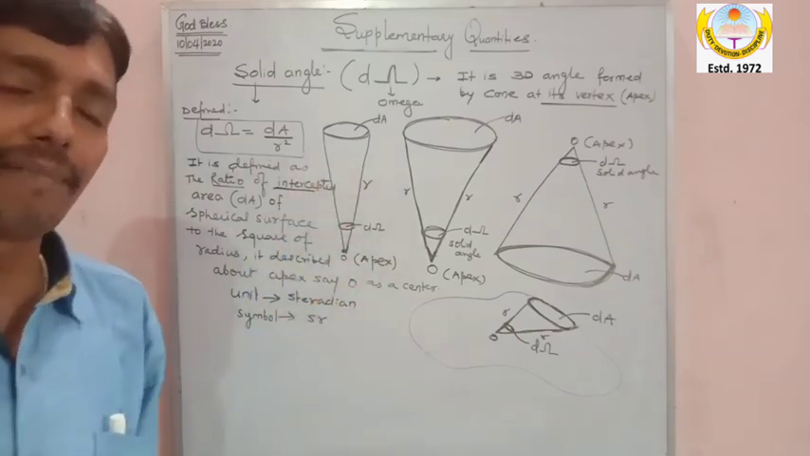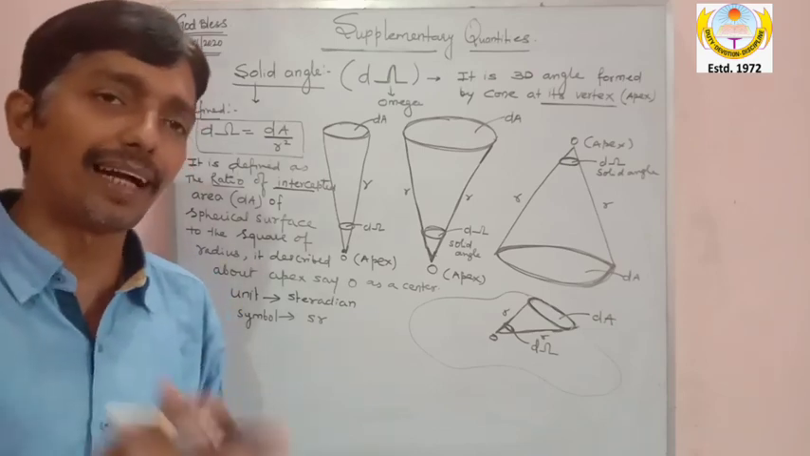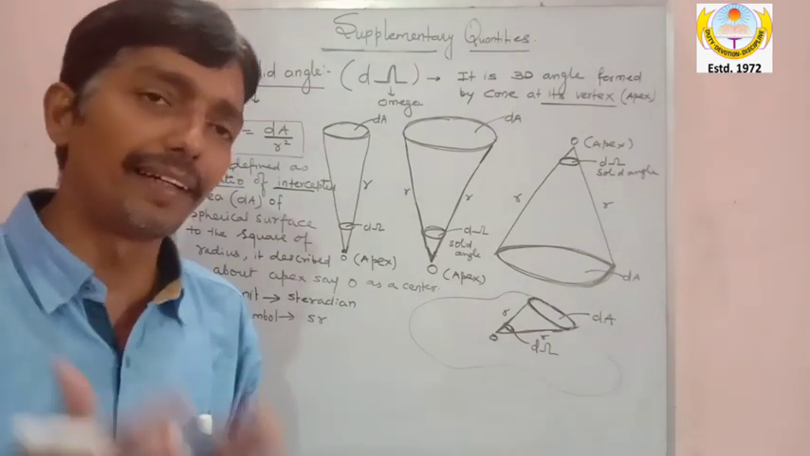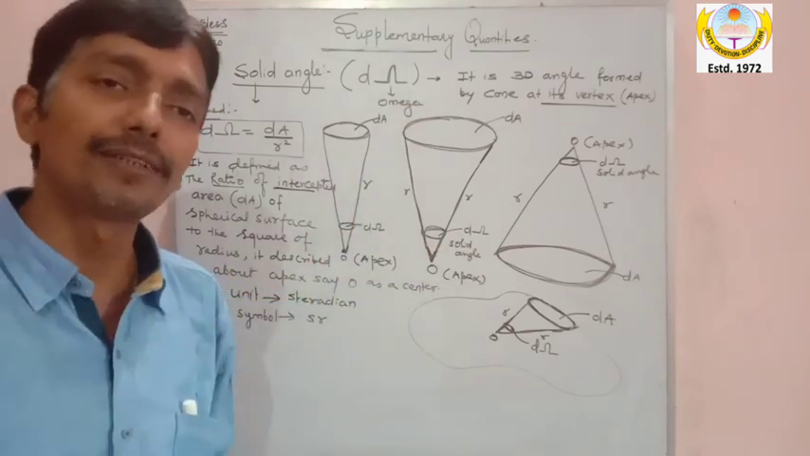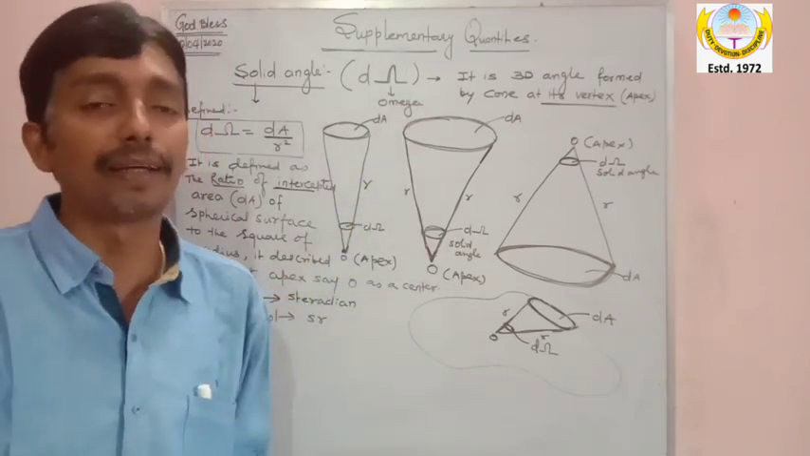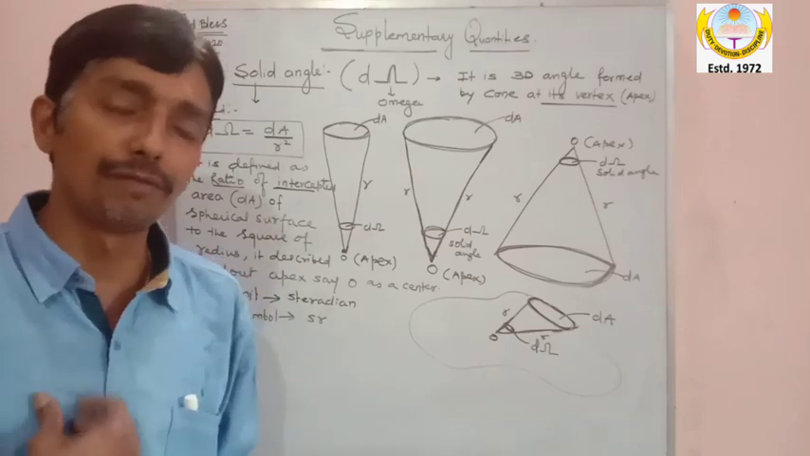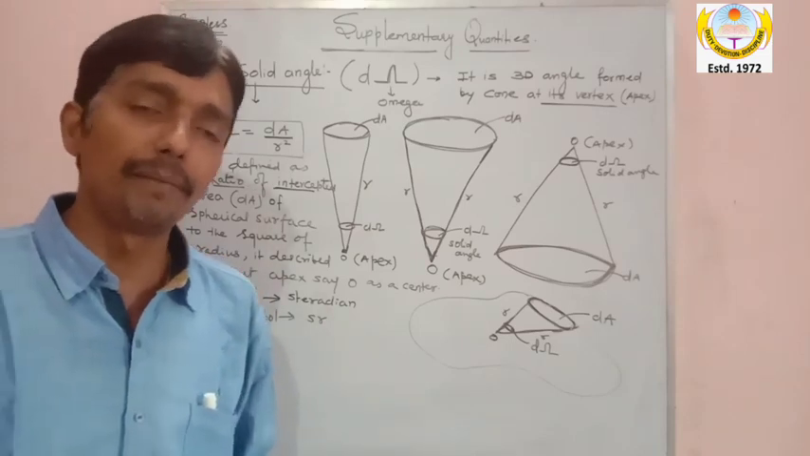So this way I have concluded the two topics, two physical quantities under supplementary quantities. They were plane angle and solid angle. Now my dear, it's my request you make notes of all this, because this is very important from the exam point of view.